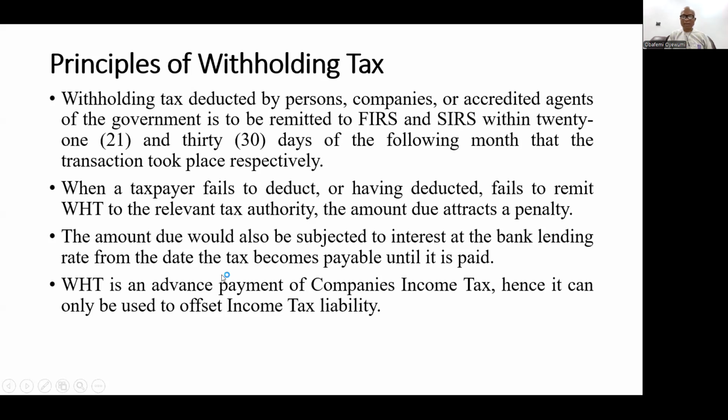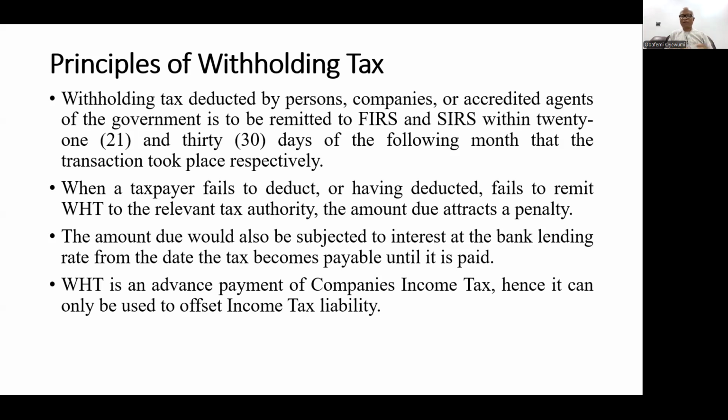Withholding tax deducted by persons, companies, or accredited agents of government is to be remitted to FRS or SIRS within 21 days or 30 days of the following month that the transaction took place respectively. So this means that for FRS, Federal Revenue Service, and State Internal Revenue Services, you have to remit the money to the government within 21 days after the following month that the transaction took place, or 30 days in the case of the State Internal Revenue Service.